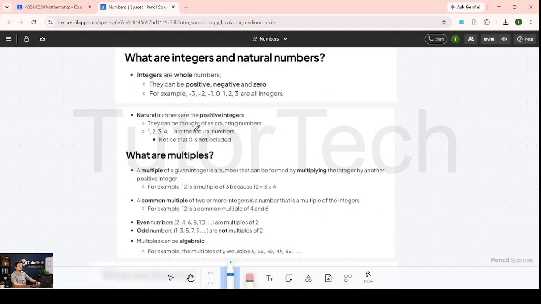And after that, we have natural numbers. So natural numbers are the positive integers. Only the positive integers are the natural numbers. And you need to keep in mind that 0 is not included in the natural numbers. So it means that the natural numbers start from 1, 2, 3, and so on. So this is all about integers and natural numbers, which is very simple.